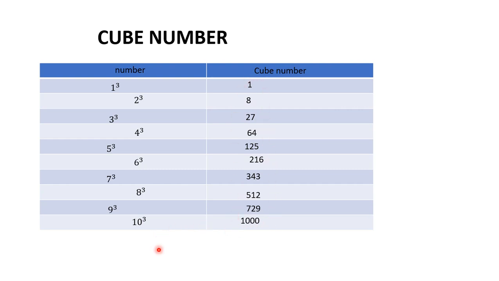Further, we can also find 11 cube and 12 cube and so on. So we have to remember that these numbers are cube numbers, as we are able to get them by the product of the same numbers. This we are going to learn in the chapter Cubes and Cube Roots. So these are the cube numbers.